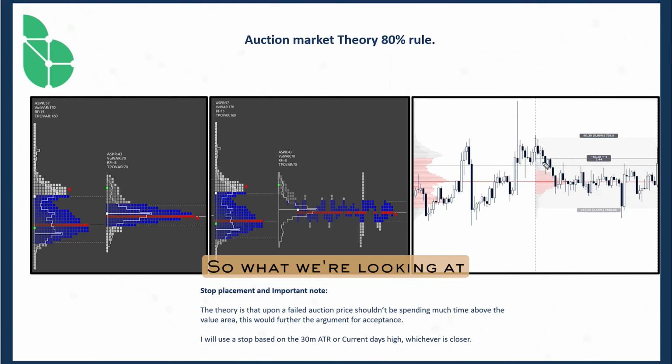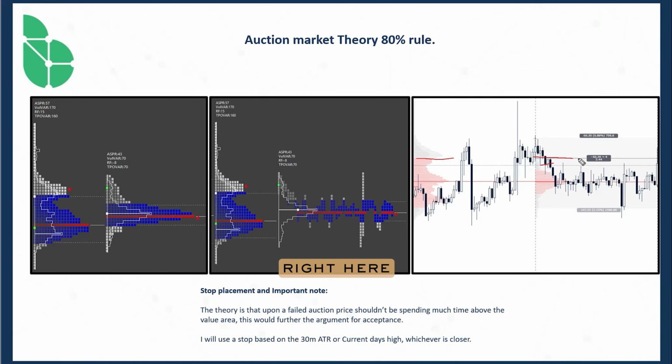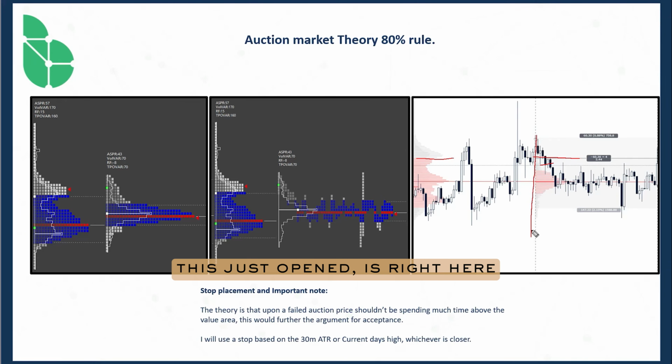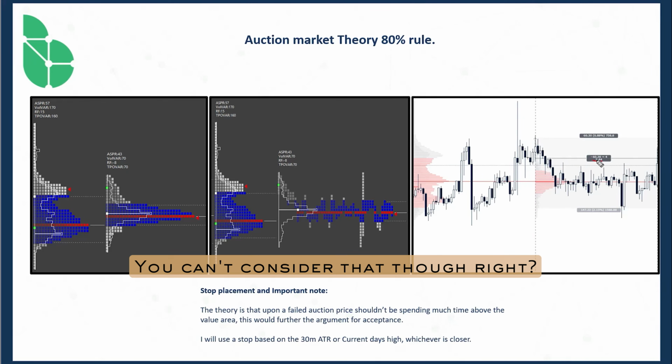So what we're looking at is acceptance through this level, underneath the value area, right here. The high of this day, which is this profile that's just opened, is right here, and your target is these lows of the previous value area. You can't say that in this case, I drew this, it says 2.44. You can't consider that though.